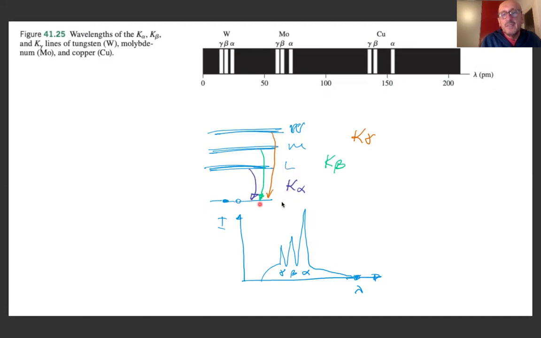This is the K shell, L, M, and N, and this one here is the alpha peak, which corresponds to this one over here, and we have all these other peaks that also appear that have larger energies, smaller wavelength. Okay, this is the lambda, and so the beta and the gamma peak. Okay, beta and gamma.